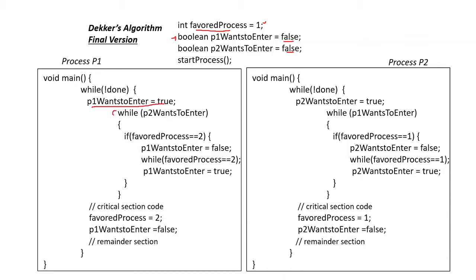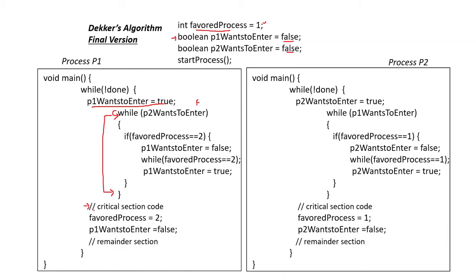Now it needs to evaluate this while loop. This while loop says that while P2 wants to enter. In our case, this value has been set to false, so this entire while loop evaluates to false. So P1 will omit the entire section, and now it will execute the critical section code.